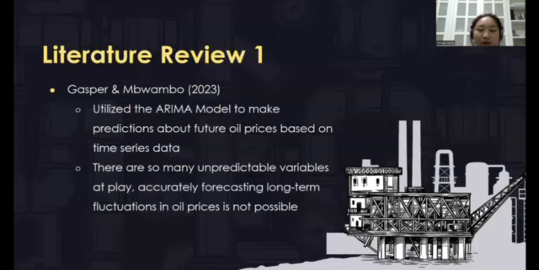In the past year, there has been a lot of research on the relationship between the Russia-Ukraine war and oil, and we have reviewed a lot of literature on this subject. The first one utilized the ARIMA model to make predictions about future oil prices based on time series data. However, because there are so many unpredictable variables at play, accurately forecasting long-term fluctuations in oil prices is not possible.